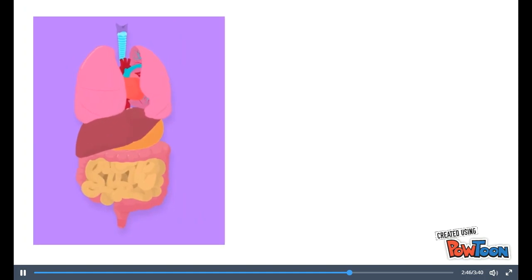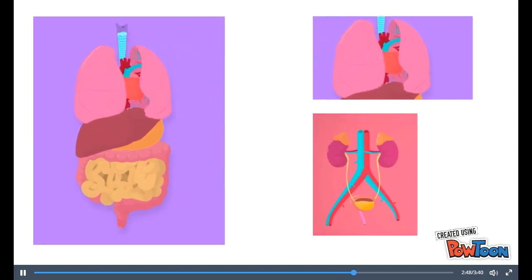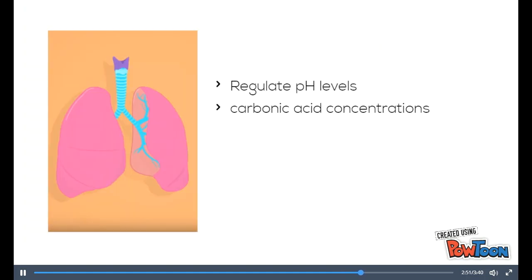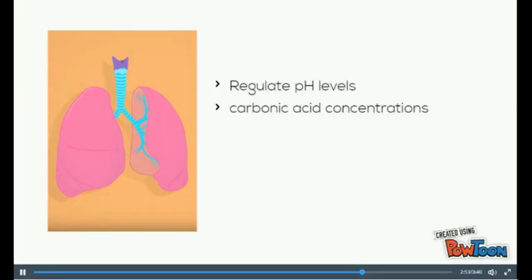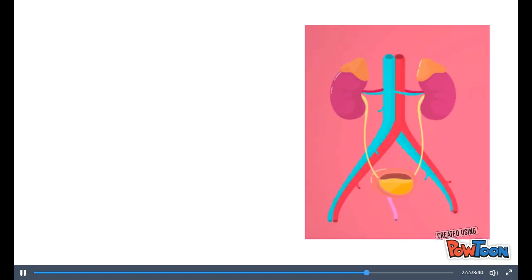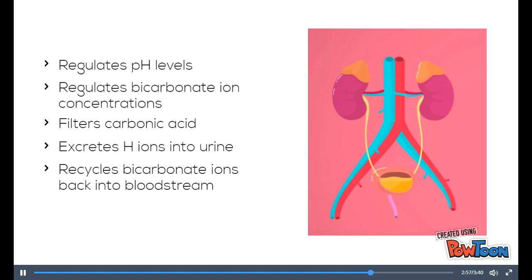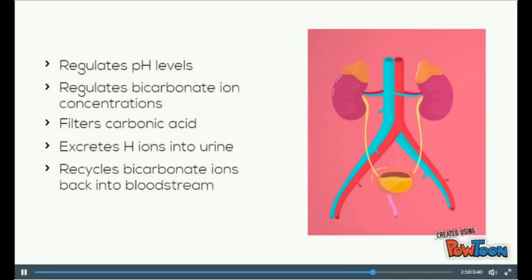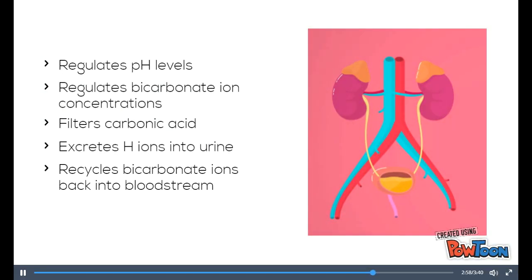The buffer system is governed by two vital organs, the lungs and the kidneys. The lungs regulate pH levels and carbonic acid concentrations through the retention or elimination of carbon dioxide by changing the rate and volume of breathing. By controlling the amount of carbon dioxide that enters or leaves the body, the lungs also control the amount of carbonic acid being produced. The kidneys regulate pH levels and bicarbonate ion concentrations by filtering carbonic acid, extracting and excreting the hydrogen ions from it into the urine, and reclaiming and recycling the bicarbonate ions back into the bloodstream from its filter.